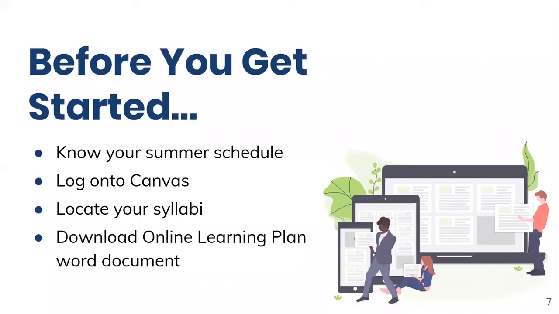Before you get started, you of course want to know, what is your summer schedule? What classes are you taking? The next thing, you'll want to log onto Canvas. You want to locate the syllabi for each class that you're taking, and also make sure that you have the online learning plan Word document handy. Once again, I'll be sending out an email to everyone in attendance today with this Word document, but I'll also make sure to attach it to this video for those who can't join us live.